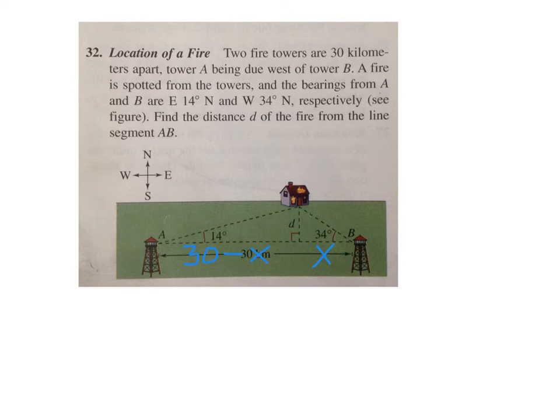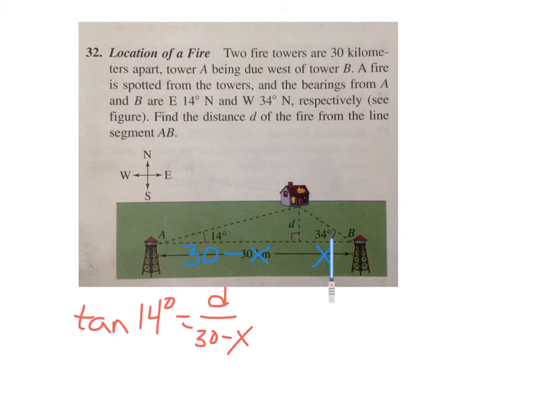So for this left-hand triangle, we're going to say tangent of 14 degrees equals opposite D over adjacent 30 minus X, opposite over adjacent. The problem with this right now is that we have two different variables in one equation. That should really trigger the idea of a system of equations. For every variable you have, you need a separate equation. So we have two variables. We've got to come up with two equations.